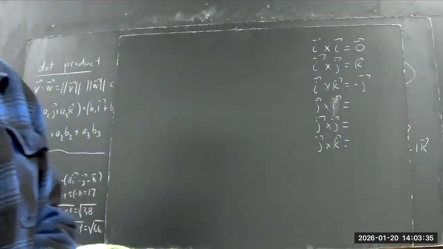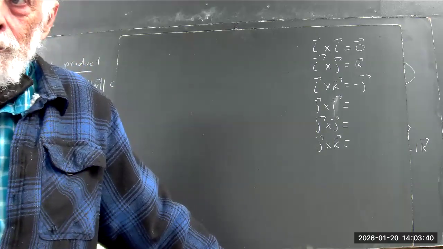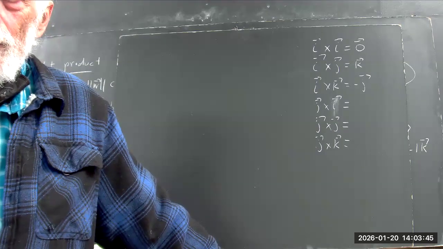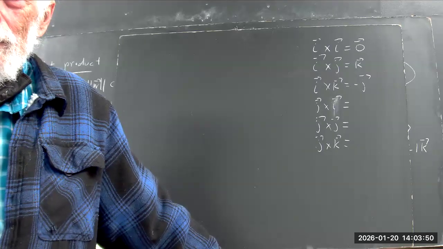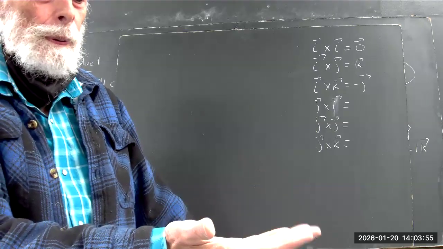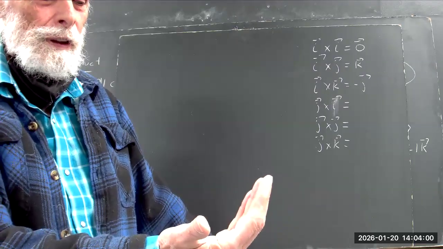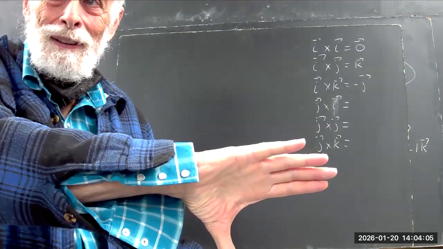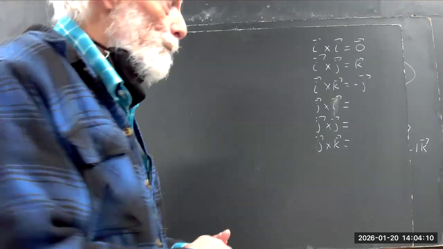Take a minute and figure it out. At least figure out what J cross I is. Fingers in the direction of J. Turn your palm toward I. Now that's turning toward K. So something's wrong. Let's see. Maybe I'll put my hand like this. That's easier. My wrist doesn't go that far. Turn J toward I, you get negative K. Okay. Make sure you understand that.